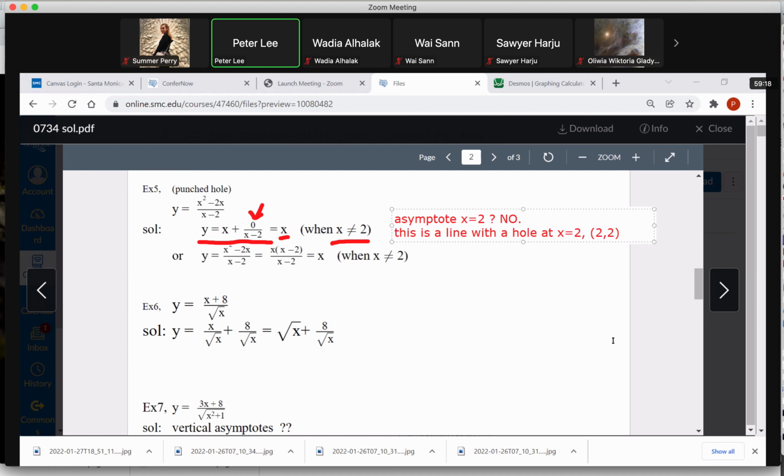Okay. This is a line. Actually, this is a line y equals x. This is a line y equals x with a hole at x equals 2, or (2, 2). This is what we call a punch hole. Yeah, we call this guy a punch hole. Okay, all right.